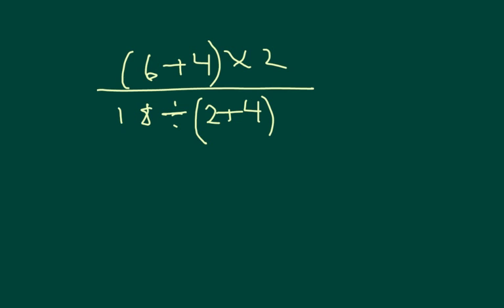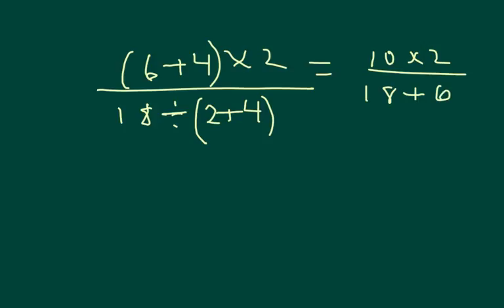So we're going to do everything above the bar, then do everything below the bar, and we'll be down to one number in the numerator and one number in the denominator. So in the top number, we're going to get 6 plus 4 is 10, 10 times 2. Then at the bottom it would be 18 divided by the sum of 2 and 4. We only do 2 plus 4 first, and you probably realize it's because it's in parentheses, and parentheses has priority over everything else. 2 plus 4 would be 6.